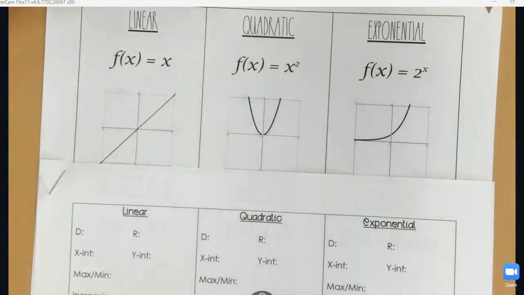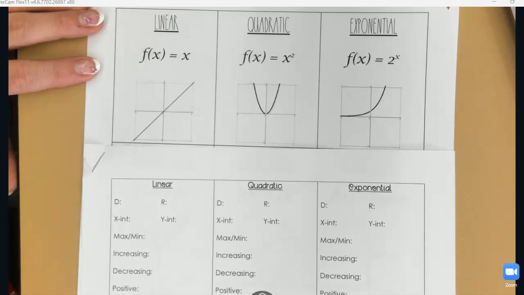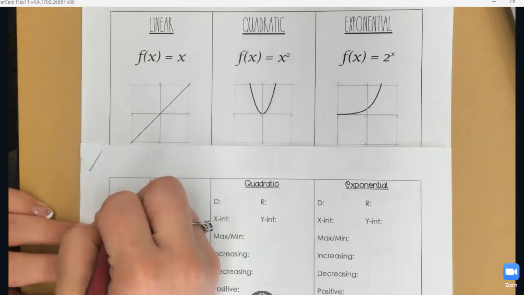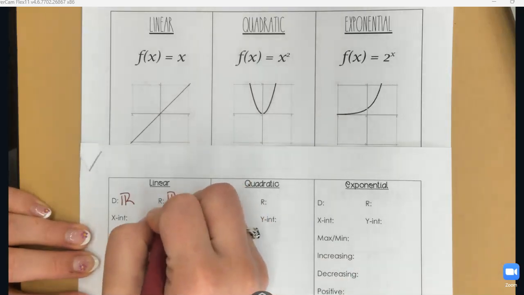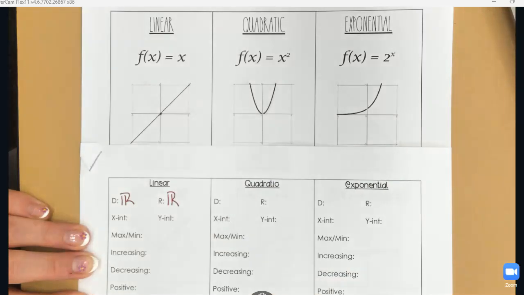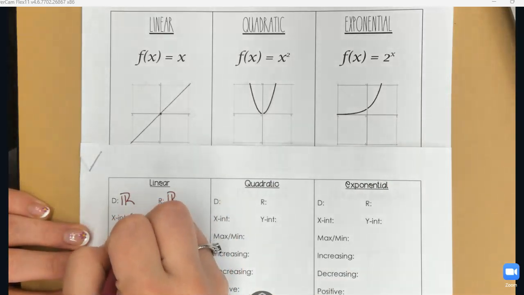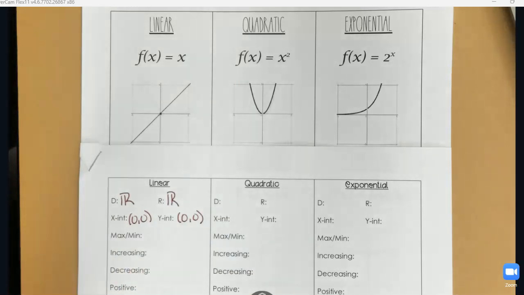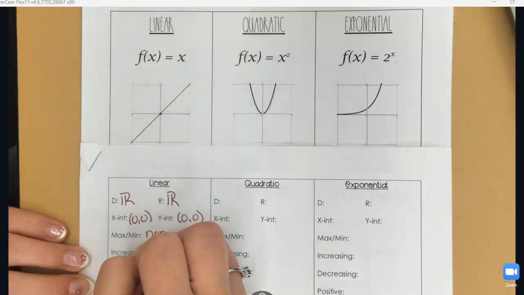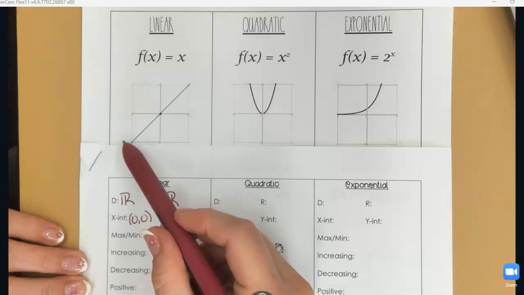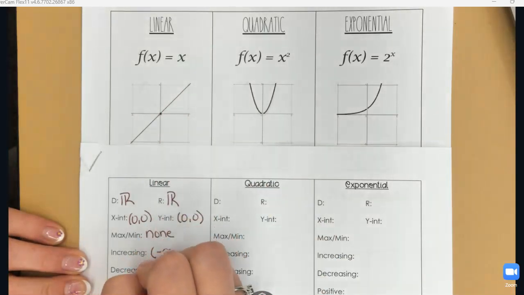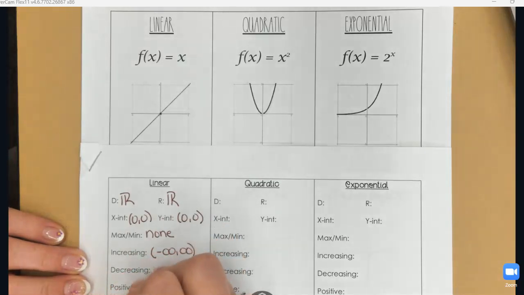So starting with linear, domain, my x values. Here I have all real numbers. Same for my range. It passes through the origin, so that means my x and y intercepts are both 0, 0. It does not have a maximum or a minimum. And as I go from left to right, I am walking uphill the entire time. So it is increasing everywhere, and it's never decreasing.